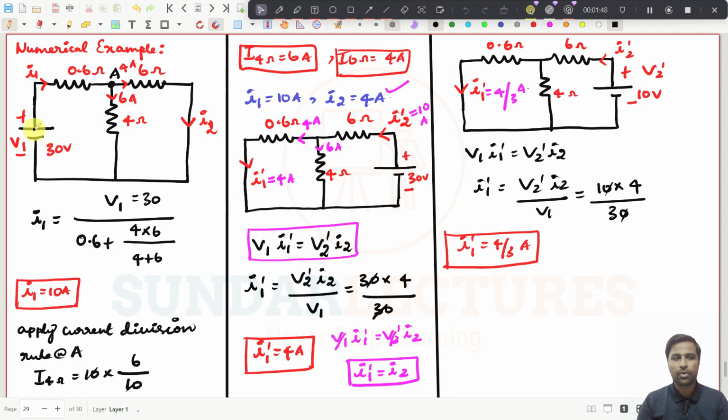Anyhow, if you put the voltage source to the other side, then obviously your current direction will change. Both current directions will change. So it is not necessary to show that it is minus here and minus here, and so we are getting these kinds of expressions. Try to understand these things.